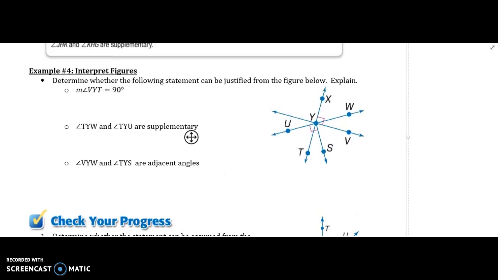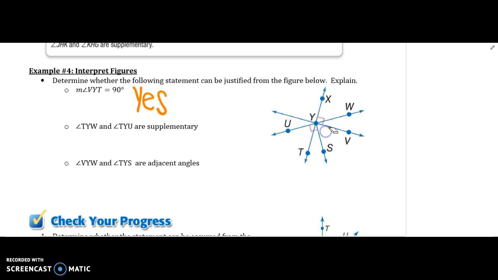So it says, determine whether the following statements can be justified from the figure. Do we know that VYT is a right angle? Well, we do know that VY and TX here are perpendicular. We know that because there's a right angle there. If there's a right angle there, then that means there's a right angle there. So yes, we can know that.